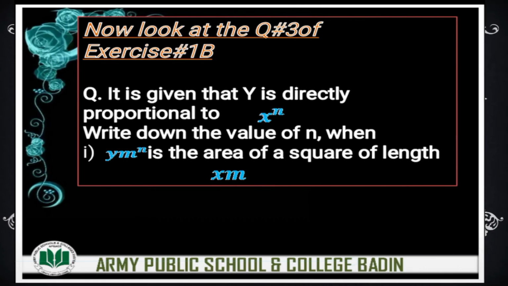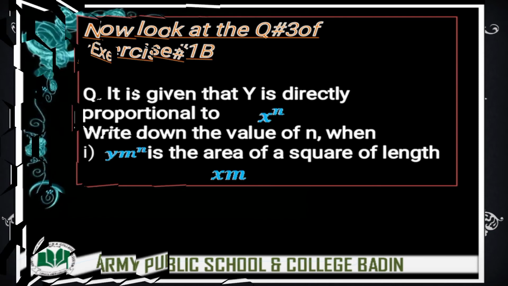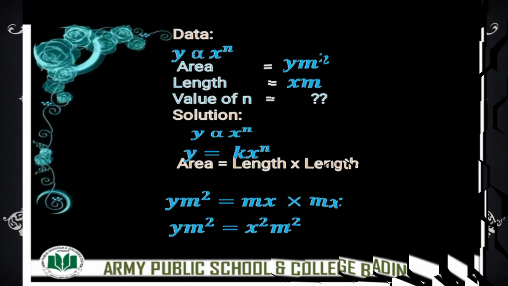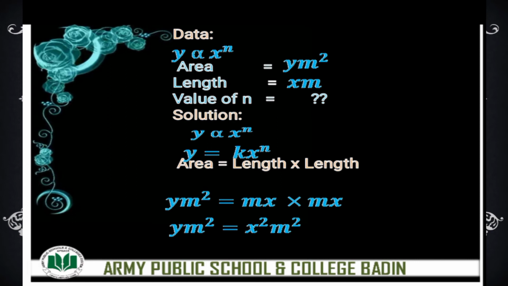Now look at question number 3 of exercise 1b. It is given that y is directly proportional to x power n. Write down the value of n when number 1: y m power n is the area of a square of length y m. So we have a relation. First of all, we have the data that y is directly proportional to x power n, area is equal to y m square, and length is equal to x m. So for the value of n, we have to find the value of m.